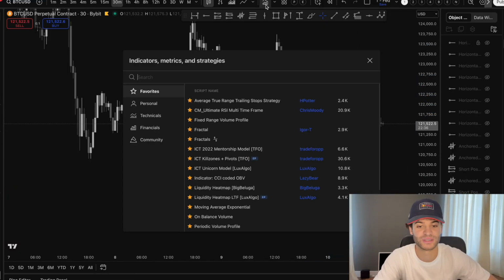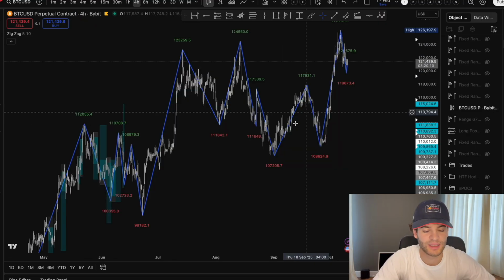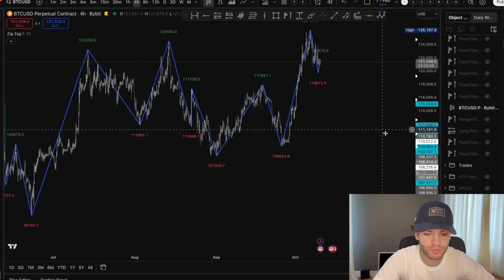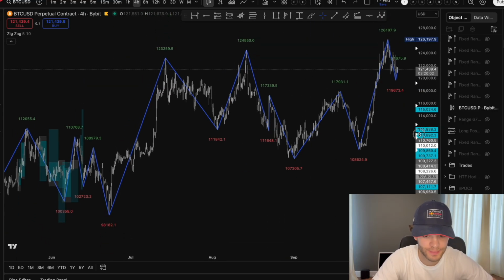Then another indicator that you can use is the zigzag indicator. The zigzag indicator can help you figure out where your swing highs and swing lows are.